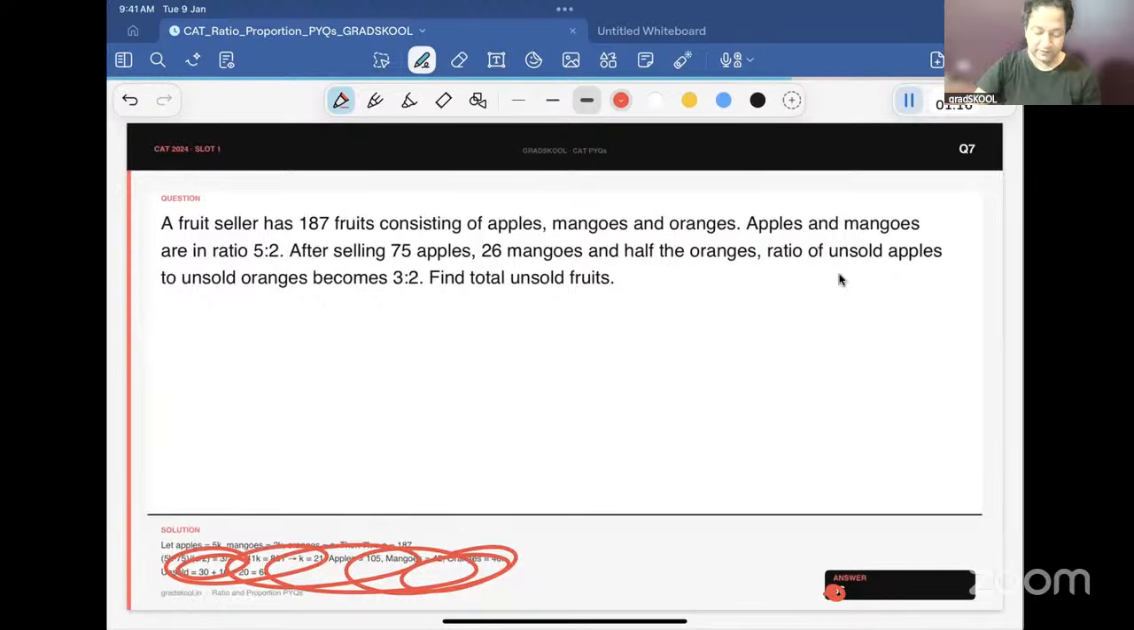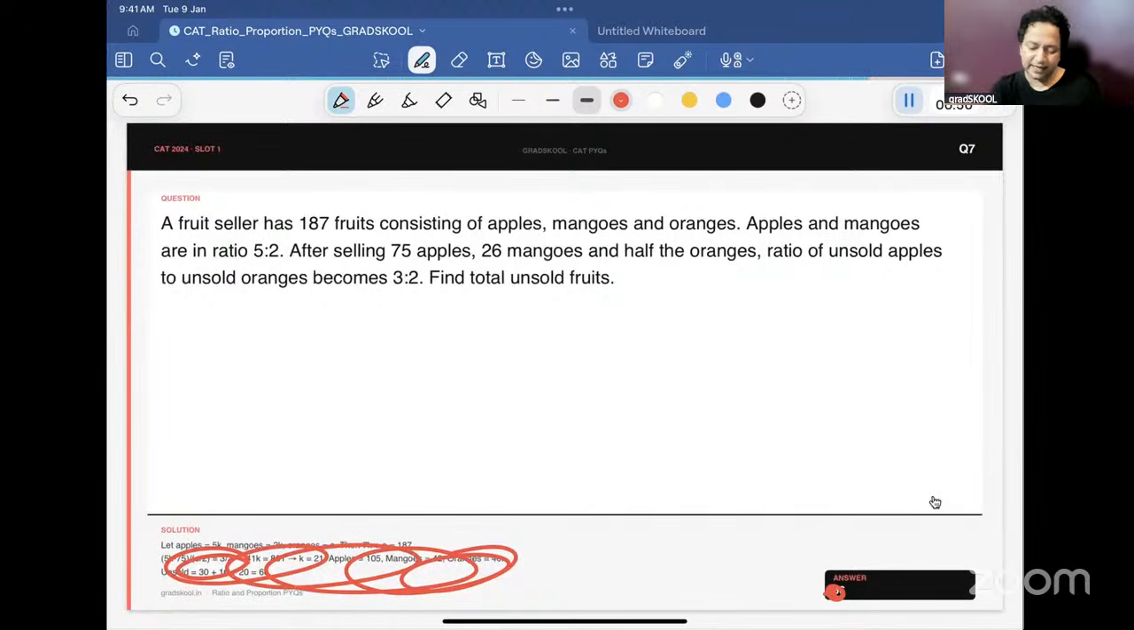Let's solve this. A fruit seller has how many? 187 fruits. Is my screen visible? Is the screen visible to you? Yes or no?